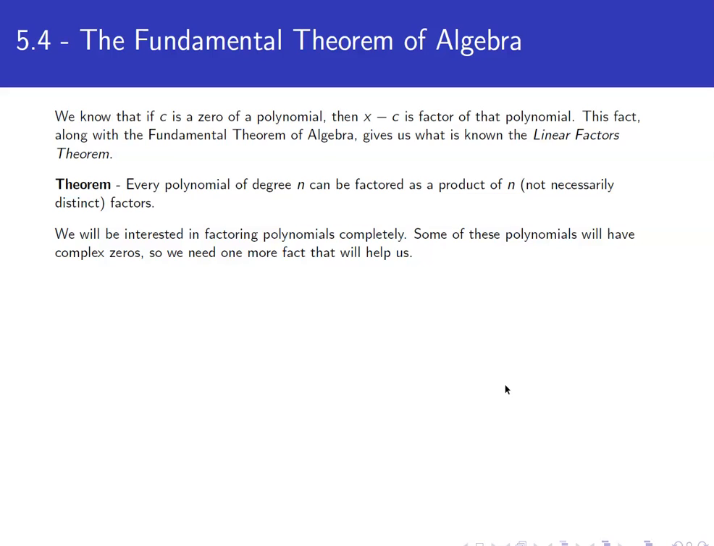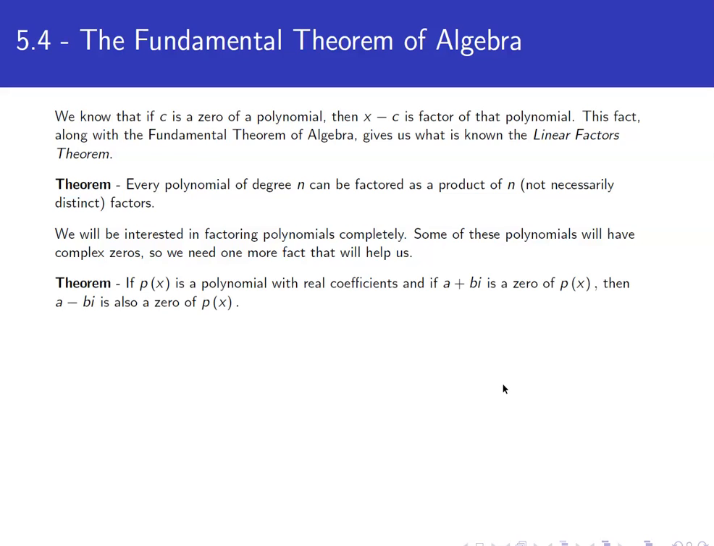All right, we are interested in factoring polynomials completely when we can. Some of these, of course, we've already mentioned might have complex zeros, so there's one more fact that we need to know to help us out with these things. This is sometimes called the complex conjugate theorem. This says that if p of x is a polynomial with real coefficients, that's actually important, we have to have real number coefficients for this to work, and if a plus bi is a 0, then its complex conjugate, a minus bi, must also be a 0.